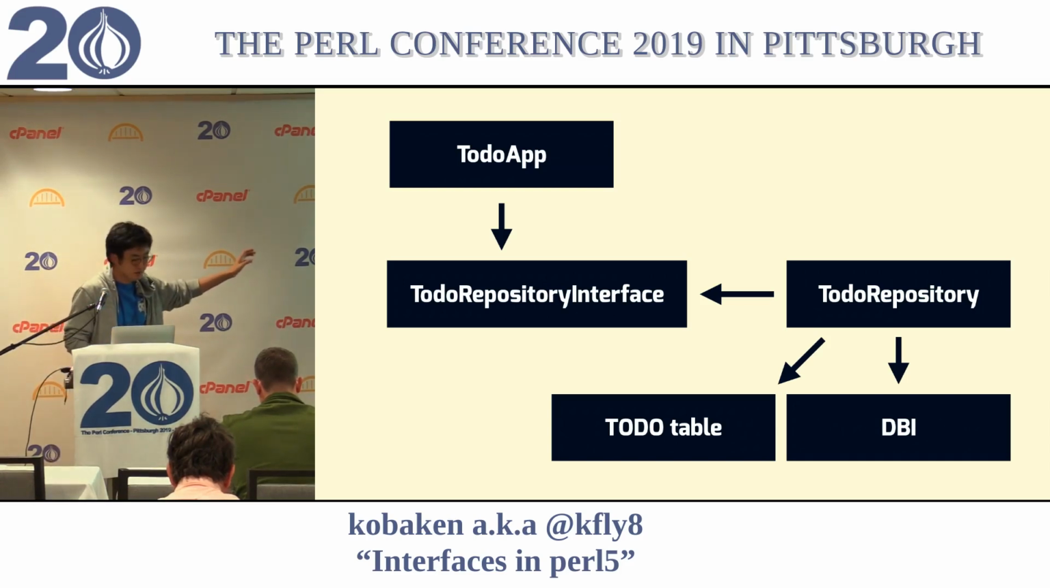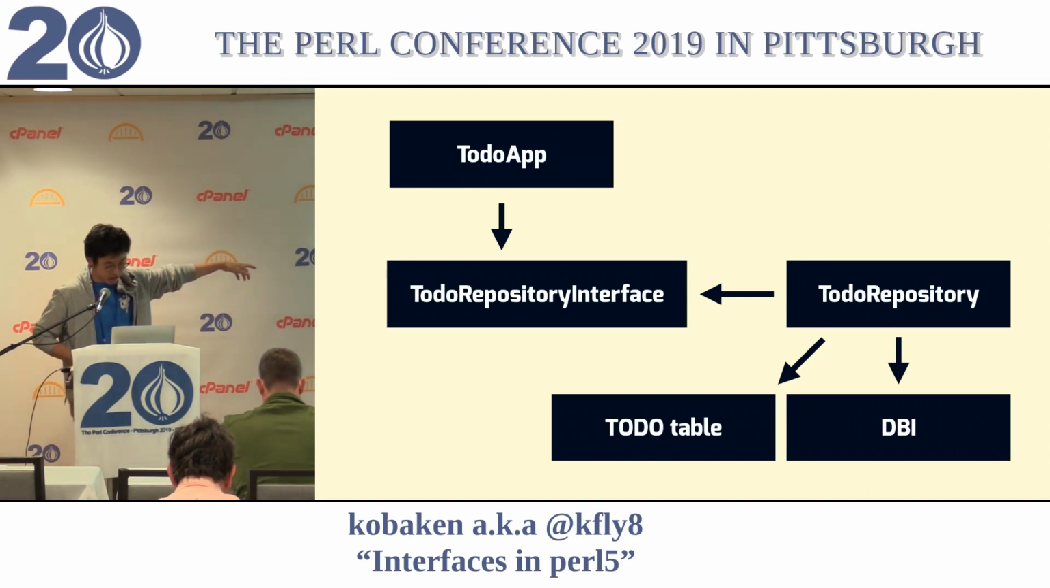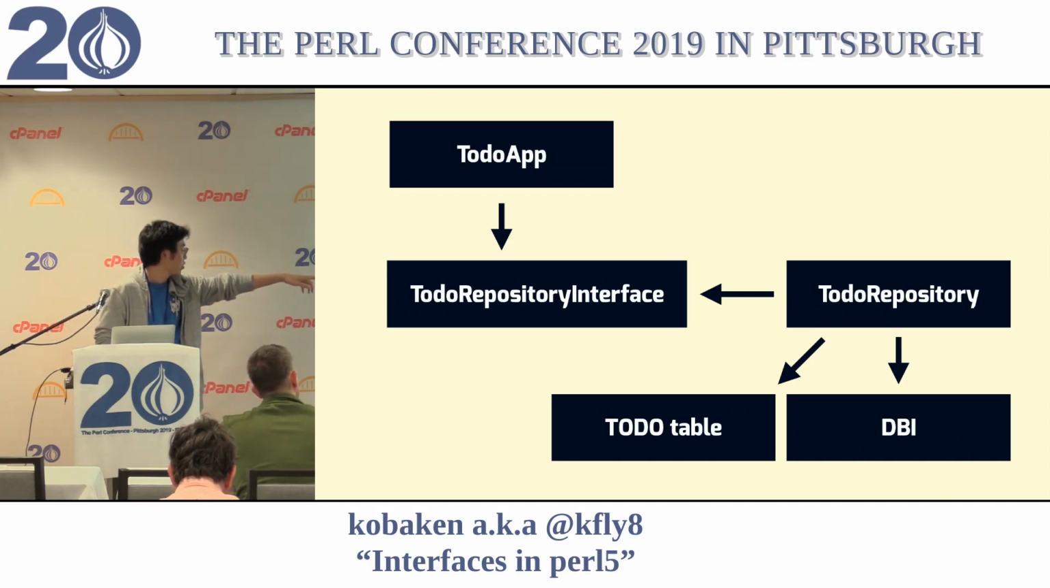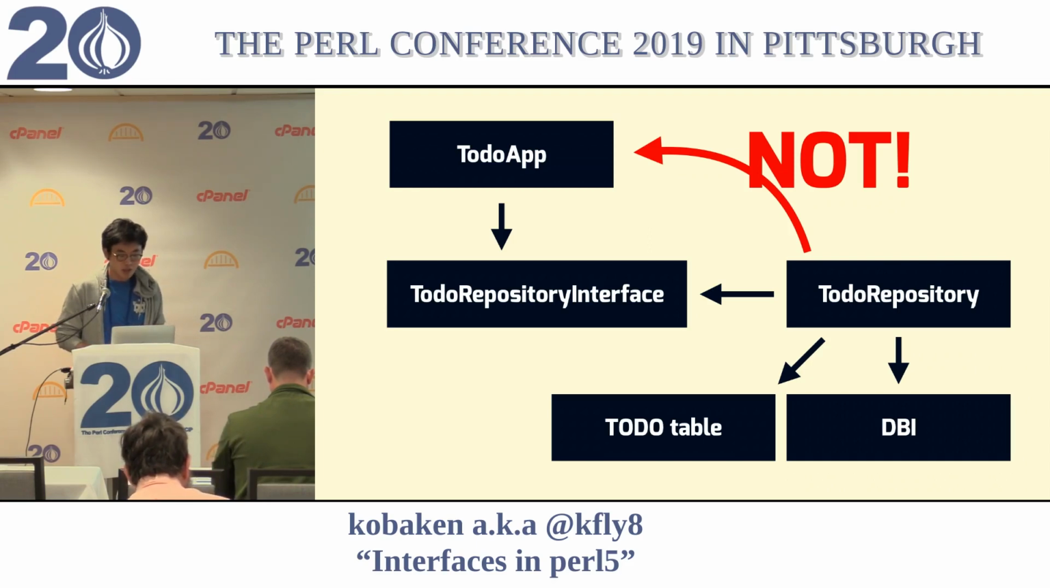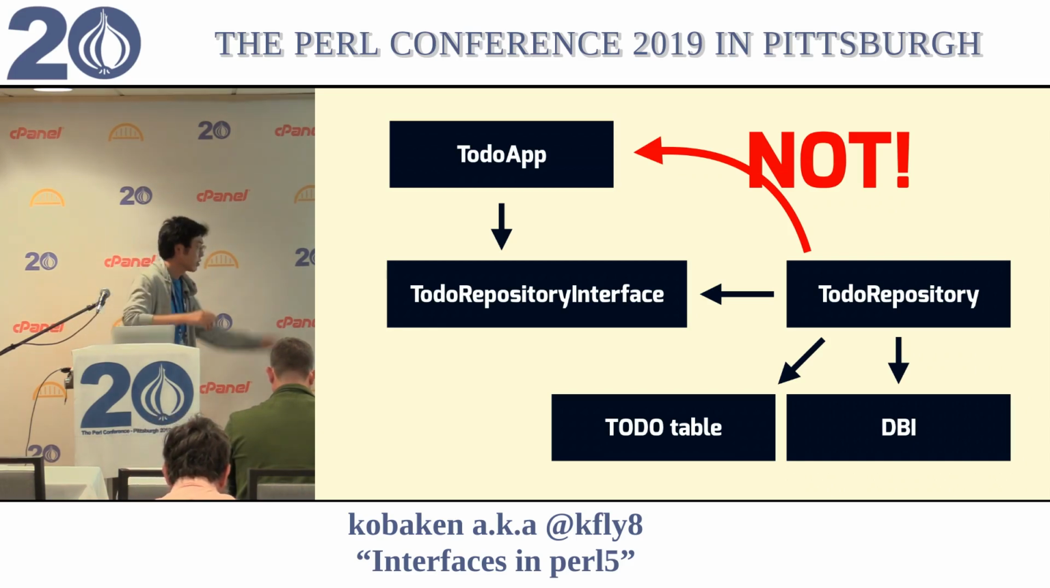So let's review the role design. This shows the current dependencies. The to-do app depends on the to-do repository interface, and the to-do repository depends on the to-do table, DBI, and the to-do repository interface. In the case of inheritance, changes in the to-do repository affected the to-do app, but in this case the to-do app depends only on the interface. So changing the implementation of the to-do repository is not likely to affect it. So, more stable.